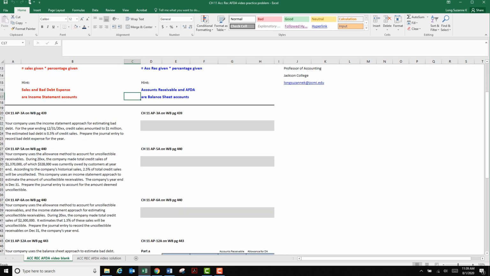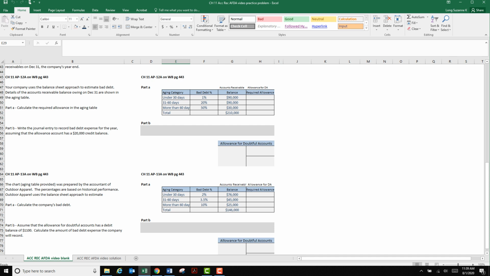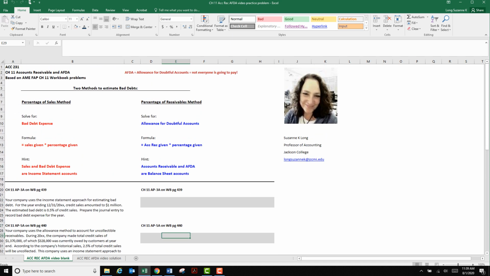Here's a whole problem, it's one journal entry. Here's another whole problem, one journal entry. When we get into percentage of receivables with aging, we'll have a little table to finish off and a T account and a journal entry. So this work is perhaps smaller in scale than some of the other things we've been doing. All right, let's take a look at an example.